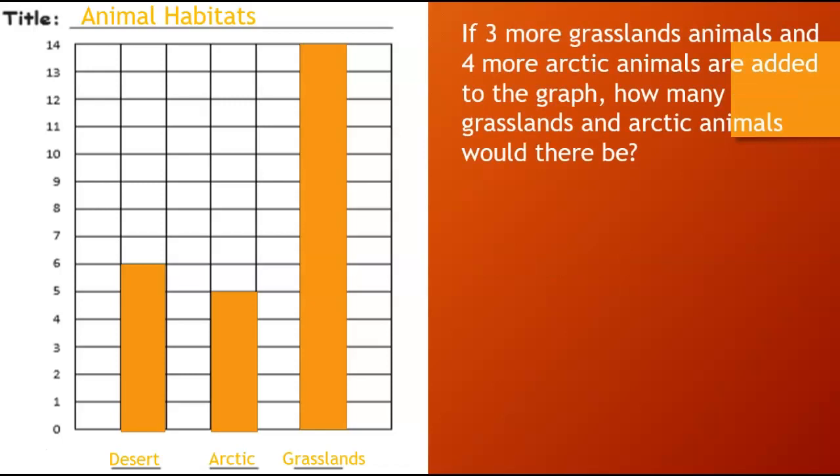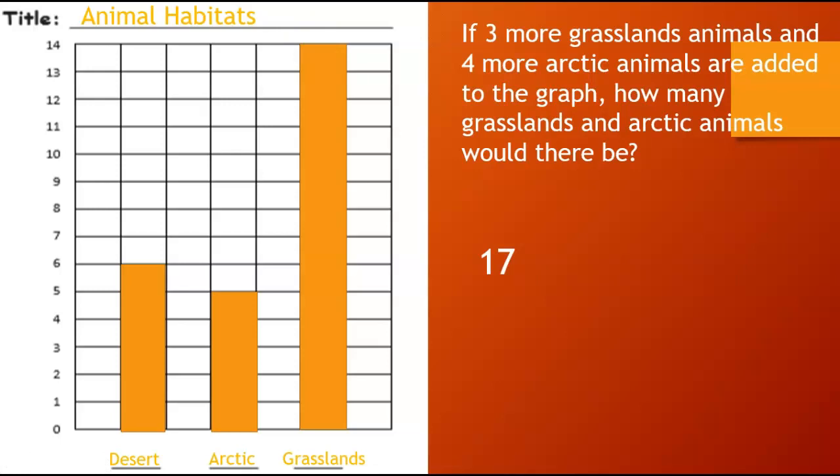Here's the next question. If 3 more grassland animals and 4 more Arctic animals are added to the graph, how many grassland and Arctic animals would there be? Go ahead and push pause and push play when you're done solving this on your own. Okay, so you should have gone ahead and solved this. Let's go ahead and compare answers. So if we're adding 3 more to the grassland, we have 14. Let's add 3 more, sorry. So 14, 15, 16, 17.